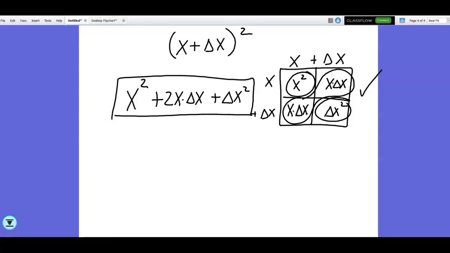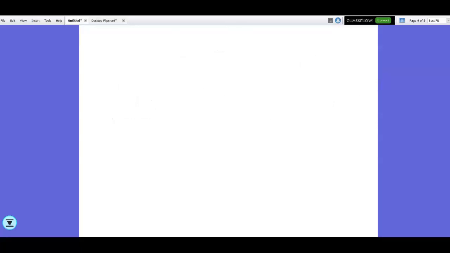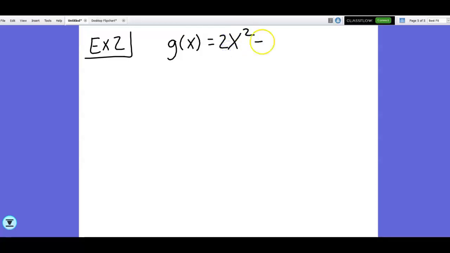Let's go ahead and see where we would have a problem that would require us to do that. So, example 2. Let's say we have f of x. Matter of fact, I'm going to change it up a little bit. I'm going to say g of x because I want you guys to see it doesn't always have to be f. Let's say g of x is equal to 2x squared minus 3x plus 1. And I want you guys to use the limit definition once again to find the derivative.